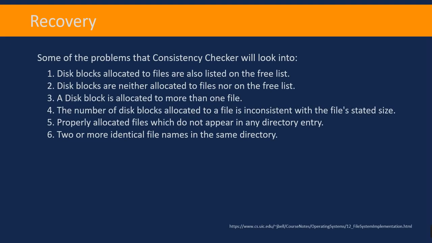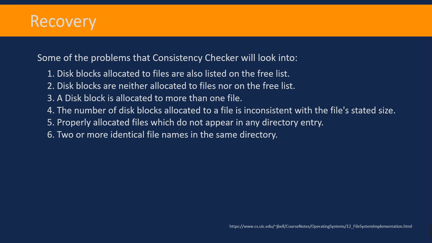Some of the problems that the consistency checker will look into. Number one, disk blocks allocated to files are also listed on the free list. They're supposed to be allocated, so they should not already be in the free list. Number two, blocks that are neither allocated to files nor on the free list. So that's also a problem. Number three, a disk block is allocated to more than one file. There should only be one disk block to one file.